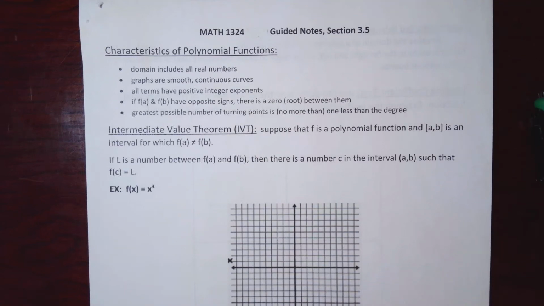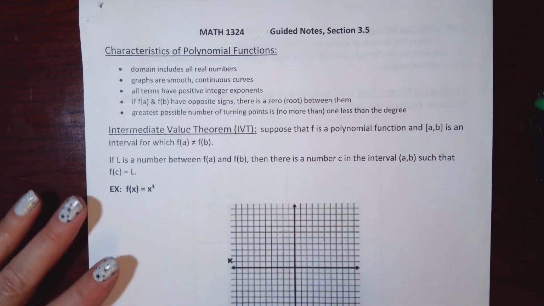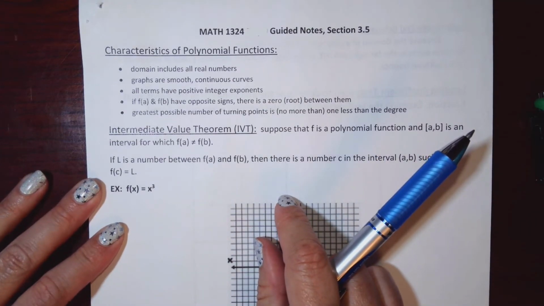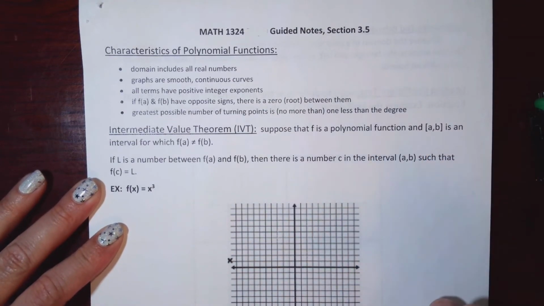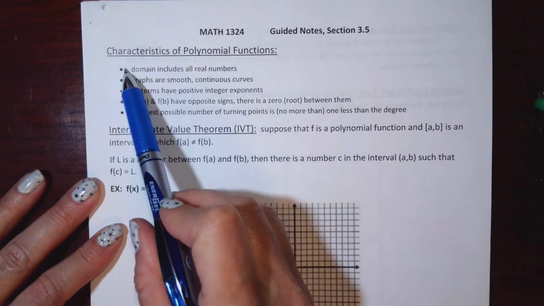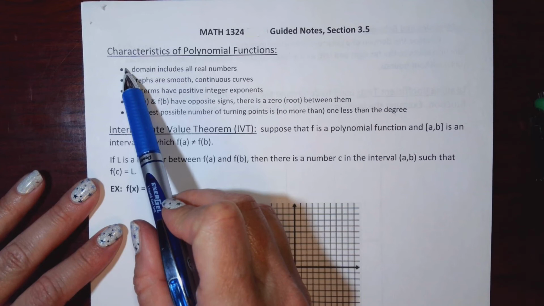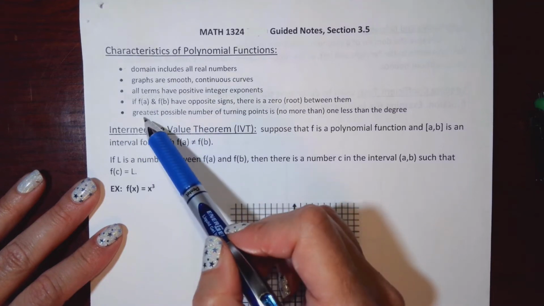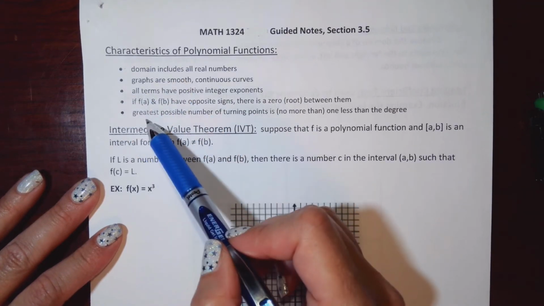With Chapter 3, Section 5, we really just start cementing things that we already know and filling in some details about some of our parent functions. Section 3.5 focuses on polynomial functions. Now, a polynomial function always has some characteristics. Every polynomial function has these characteristics in common.